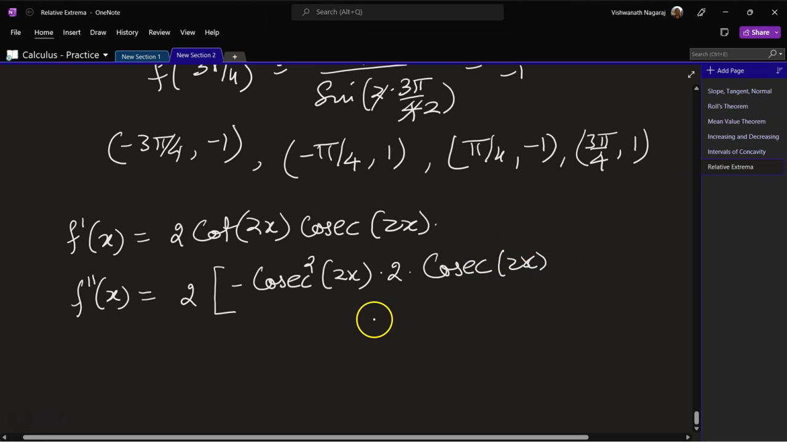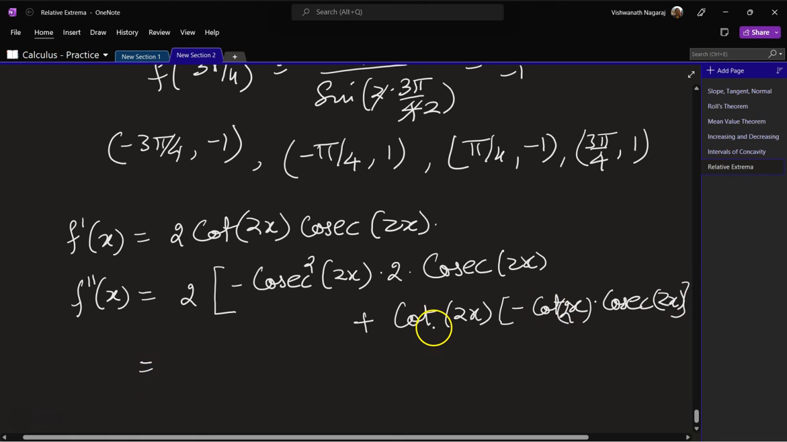Plus now let's keep cot 2x as it is, and cosec 2x is going to be minus cot x times cosec 2x. Okay, so now we also have to differentiate 2x, so this becomes into 2. Now here we have a 2, here we have a 2, so let's take the 2 out, so this becomes 4. Here we have a minus, here we have a minus, so let's make it minus 4.